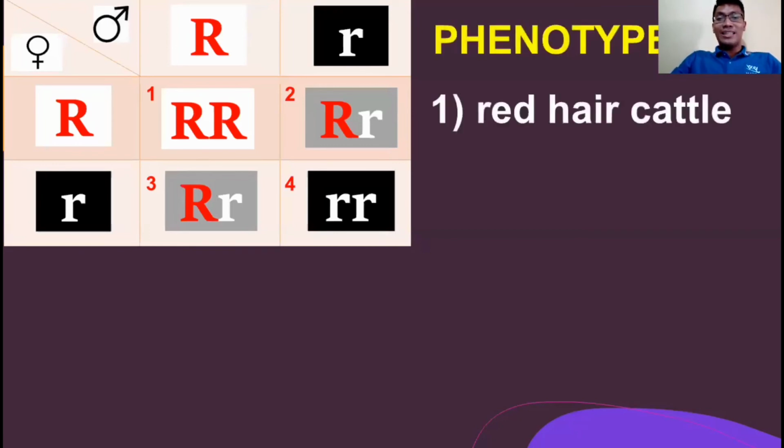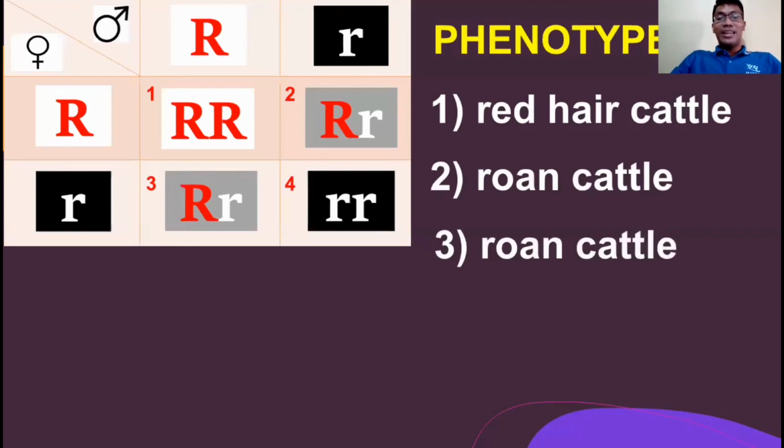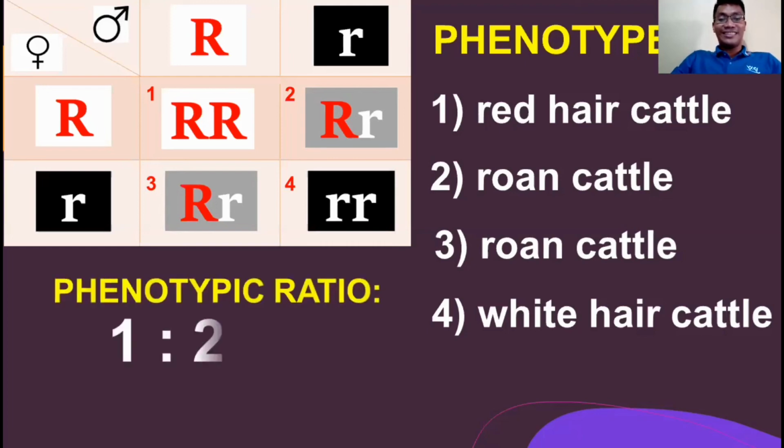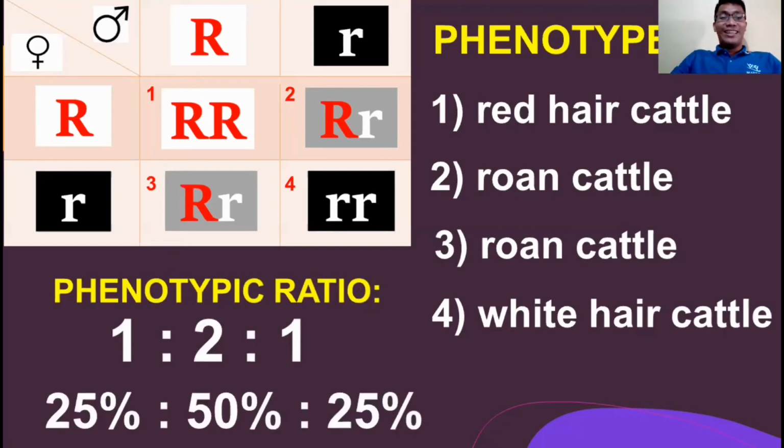Number 1 is a red hair cattle. Number 2 is a roan cattle. Number 3 is another roan cattle. And number 4 is a white hair cattle. This time, let us determine the phenotypic ratio from this result. So we got 1:2:1, or 25% is to 50% is to 25%.